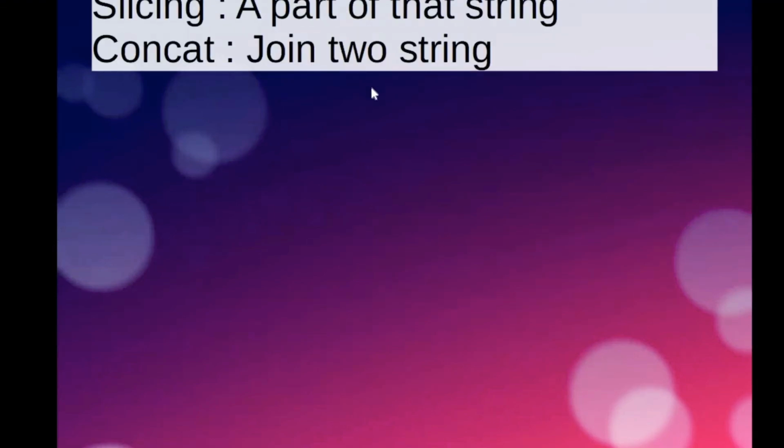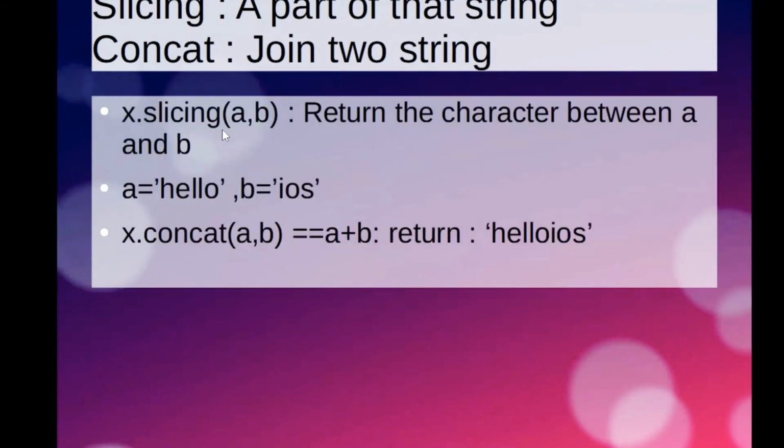Okay, so talking about slicing and concat, the remaining two methods. So slicing is a part of that string. We need a part of that string, like we have an apple and we want a two-three slice of this, so that is what slicing is. So talking about slicing, x.slice takes two arguments a and b, and that will return the string between a and b. Okay, so we have a is equal to hello, and b is equal to iOS.